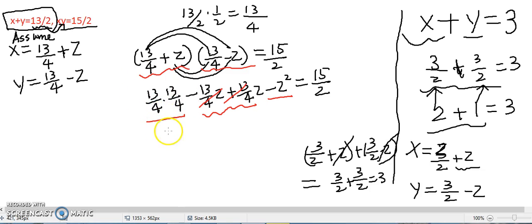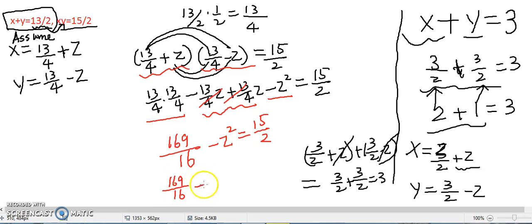Okay, so the first part right here, 13 over 4 times 13 over 4, you will get 169 over 16 minus z squared equals 15 over 2. So we continue to use algebra: subtract 15 over 2 from both sides and add z squared to both sides. So you get 169 over 16 minus 15 over 2. We pretty much move this to the left and move this to the right, so we get our variables on the right side. And on the left side, we do subtraction of fractions.